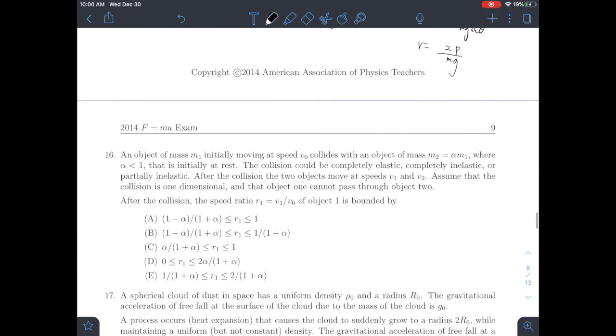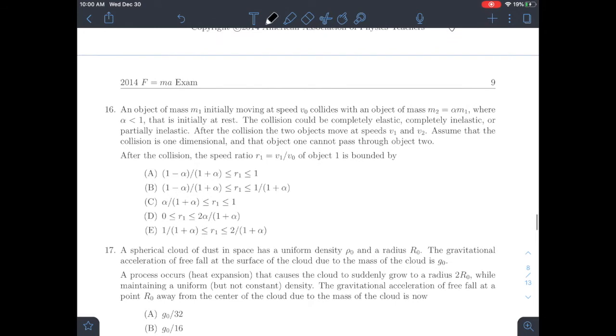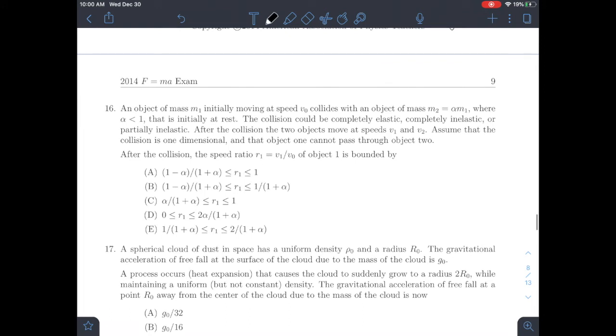First, we have question number 16. An object of mass m1 initially moving at a speed v0 collides with an object of mass m2 equal to alpha m1, where alpha is more than 1, so m2 is heavier than m1. It is initially at rest. The collision could be completely elastic, completely inelastic, or partially inelastic. After the collision, the two objects move at speeds v1 and v2, assuming that the collision is one-dimensional and the objects cannot pass through each other. Then after the collision, the speed ratio r1 is equal to v1 over v0. The object is bounded by which expression?